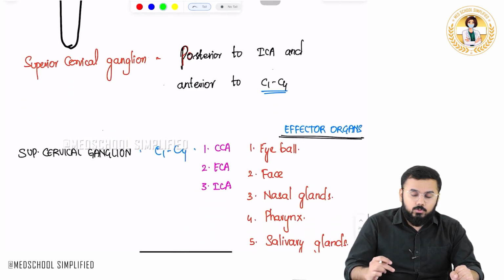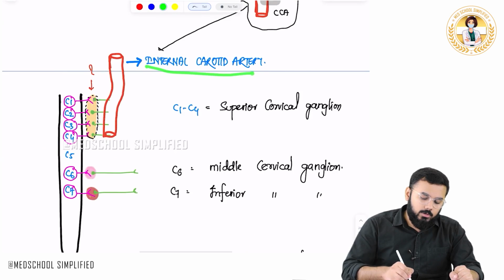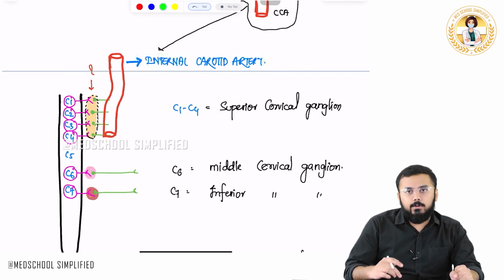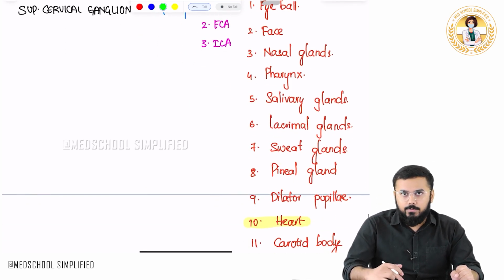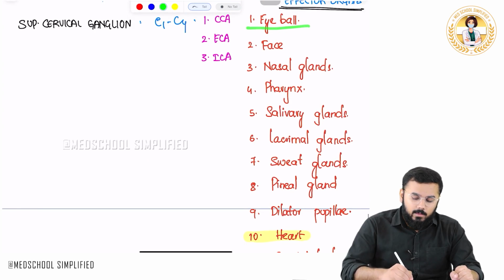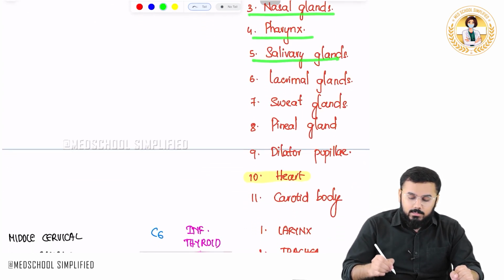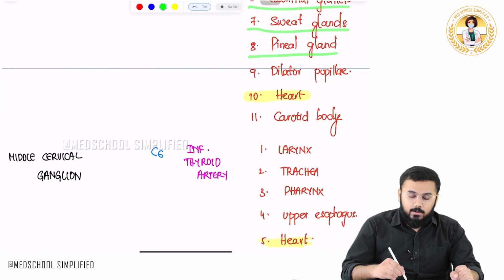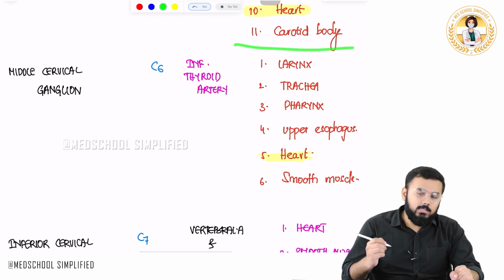Next, superior cervical ganglion, where is it present? It is present posterior to your internal carotid artery and anterior to C1, C2, C3 and C4. Which effector organs is the superior cervical ganglion supplying? One is your eyeball, face, nasal glands. Next you have the pharynx, salivary glands, lacrimal glands, sweat glands, pineal gland, dilator pupillae, heart, carotid body. All these are the structures.